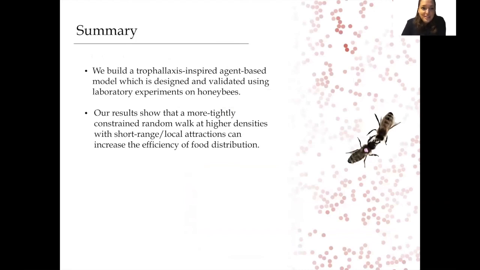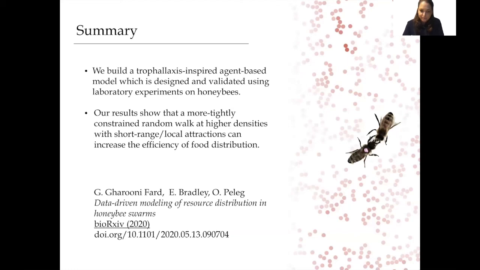So to summarize, I showed you a trophallaxis-inspired agent-based model that is designed and validated using lab experiments on honeybees. Our results show that a more tightly constrained random walk at higher densities with local attractions can increase the efficiency of the food distribution, and we provide this local set of behavioral rules. If you're interested in more details, the paper is currently on the bioRxiv, showing the link over here.